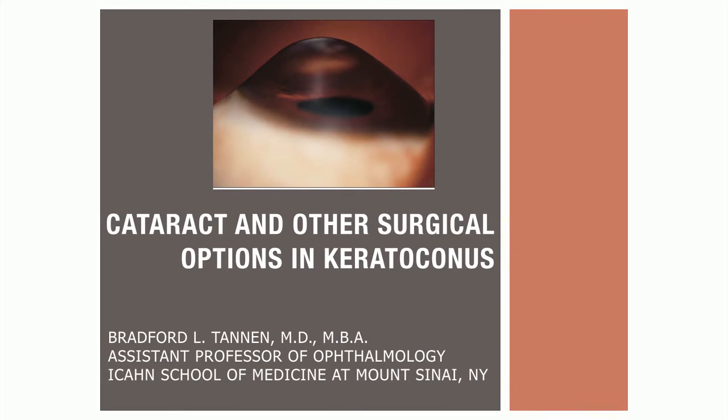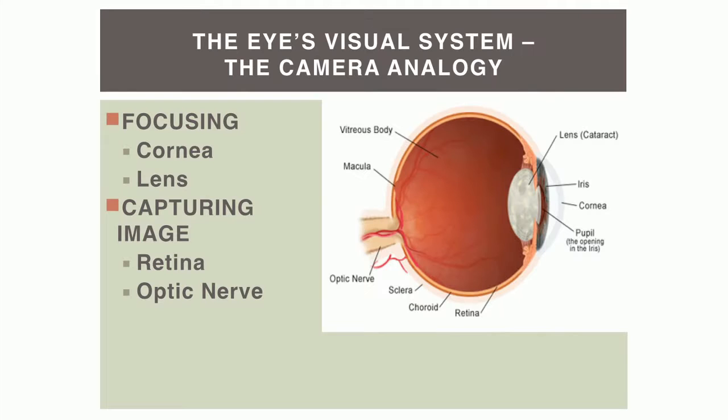So I think the first thing we should do is talk a little bit about how the eye works in a simplified way. And the easiest way to talk about that is to talk about how a camera works, because the eye is in many ways analogous to a camera. There are focusing elements to the eye, similar to focusing elements to a camera, and then there are capturing elements to the eye, just like the film of a camera.